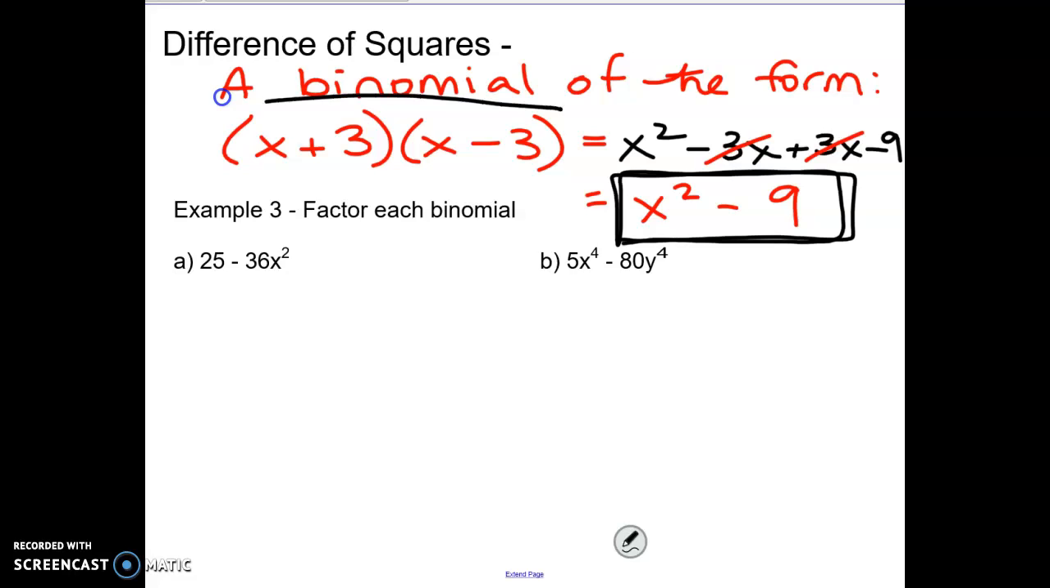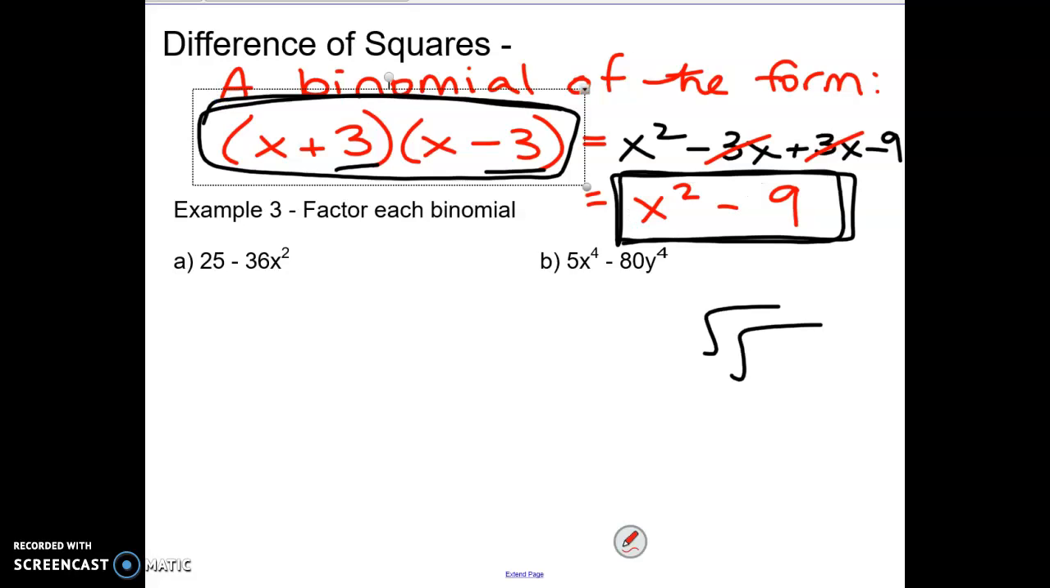Now the pattern that you factor it is right here, this pattern. So you square root the front, and you put it in the fronts, and you square root the back, and you put it in the back. Okay, and that would be the pattern that goes along with it. So let's try here example 3. We have 25 minus 36x squared.